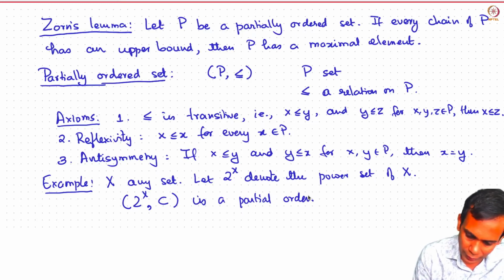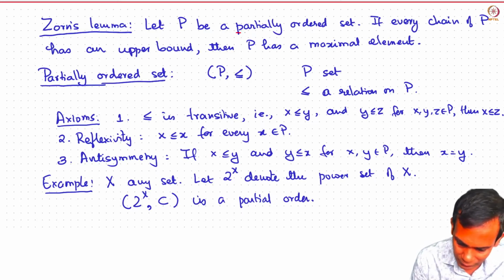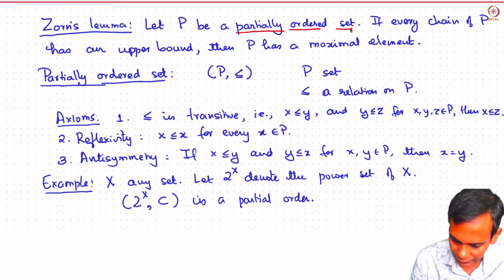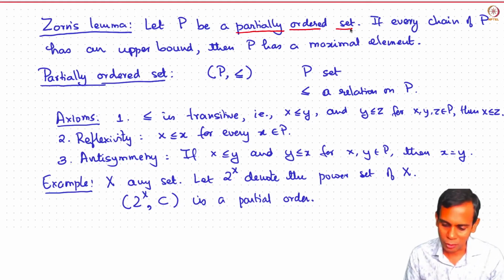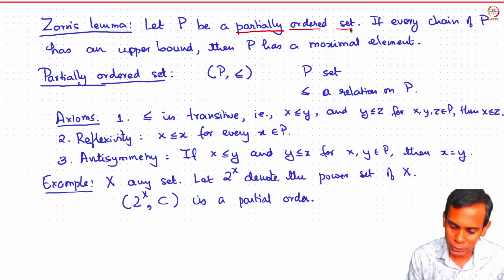Okay, and so now we have explained what is the meaning of partially ordered set. So it's like an ordered set but partial, where not any two elements are comparable. Now next we come to the notion of a chain.